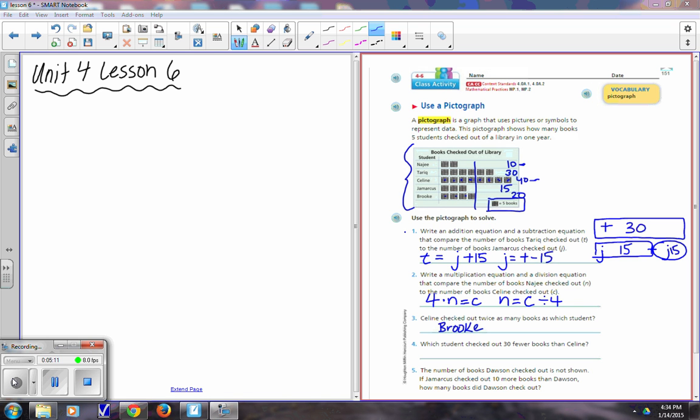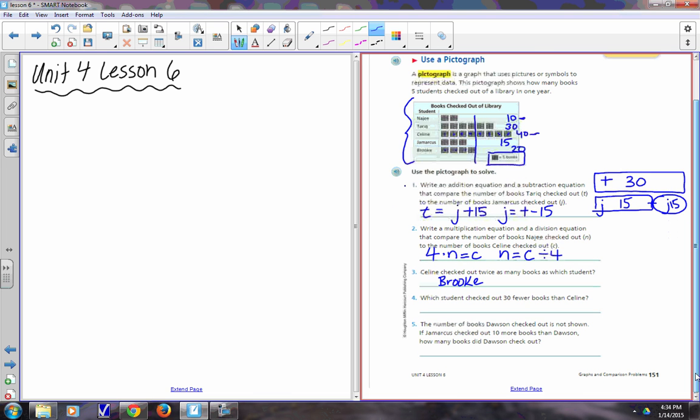Okay, so let's look at number 4. Number 4 says, which student checked out 30 fewer books than Celine? 30 fewer. So I'm going to look at my books, and I'm going to say, well, 40, take away 30 equals 10. Who has 10 books? Oh, look at that. It would be Najim, 30 fewer. Twice as many. Those are your key words there.